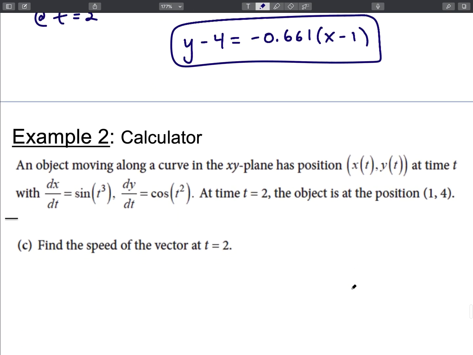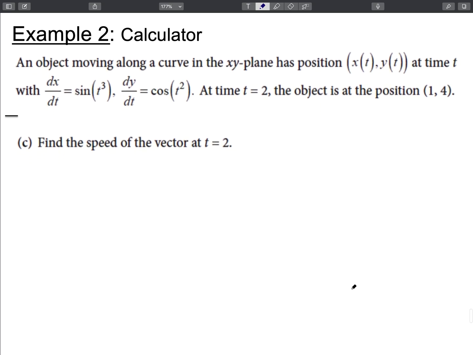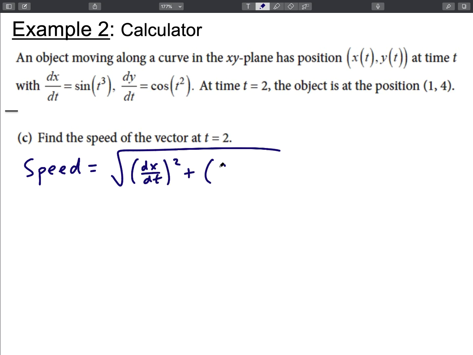How about part C? Same situation. Part C says, can we find the speed of a vector at t equals 2? Any takers, do you know how to find the speed of a vector? Do you know the difference between speed and velocity? Well, of course, speed does not have a direction and velocity does. So in terms of vectors, to find speed, you'll just have to take the square root of the derivative of each component squared and add it together. This was the last conversation that we had in the last video. Speed will look something like this.